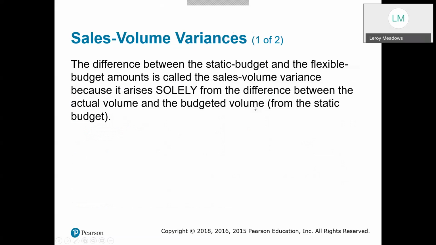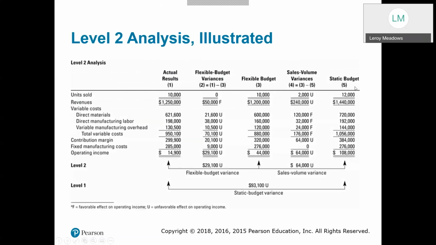Okay. Now let's talk about the sales volume variance. We mentioned it a minute ago, but the difference between the sales static budget and the flexible budget amounts is the sales volume variance because it arises solely from the difference between the actual volume and the budgeted volume. What do we mean by that? Well, remember that I created my static budget for 12,000 units at the beginning of the year based on an assumed sales price of $120 per unit. My flexible budget was also based on that same budgeted sales price per unit of $120.